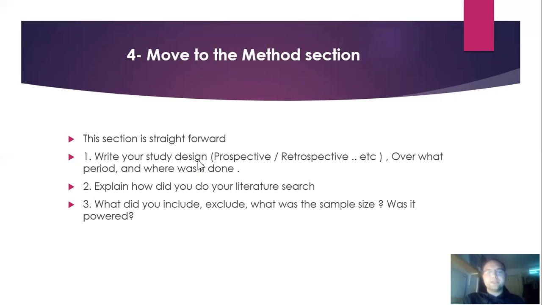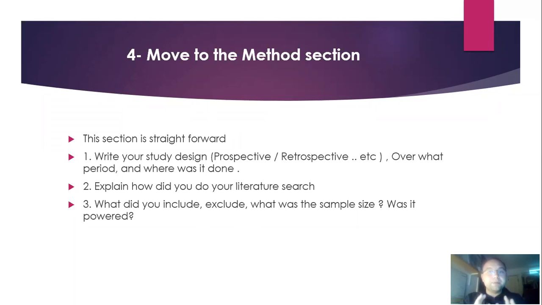You'll write your study design, prospective or retrospective, or a randomized controlled trial, over what period of time, who you tested, and where it was done. Simple and easy sentences. Explain how you did your literature search. Did you use your PRISMA flow, as we've explained before, or a different kind of literature review, or did you randomly assign papers or books? What did you include or exclude? Always write your inclusion criteria and exclusion criteria.